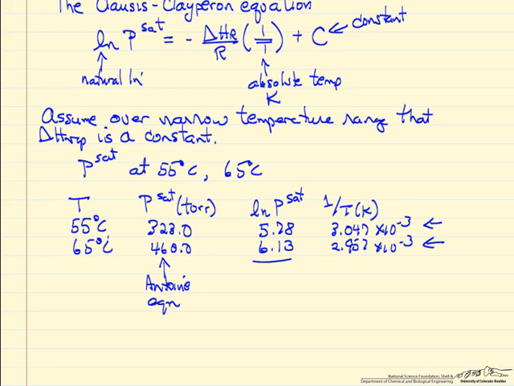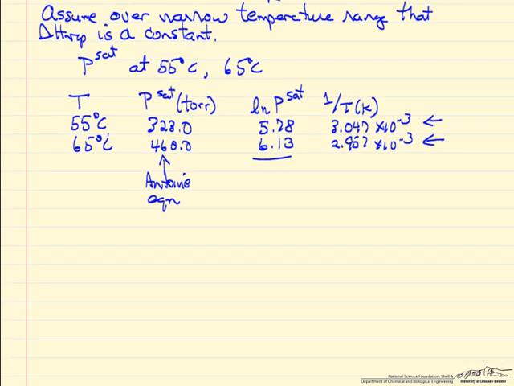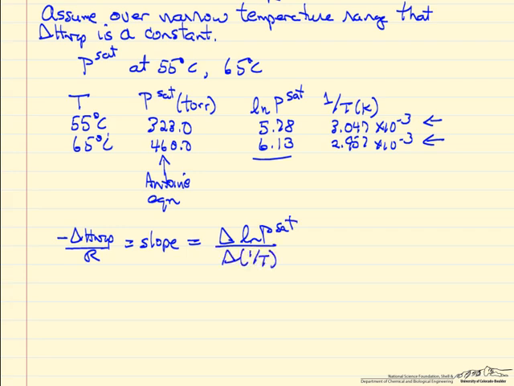So now the heat of vaporization divided by R, the negative of that, should be the slope of this line for these data points. So minus the heat of vaporization divided by the natural gas constant, that's going to be the slope, and that's delta log of P sat over delta 1 over absolute temperature. We're just going to take the values from the table and substitute in here.